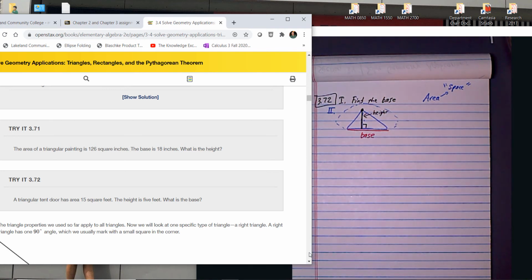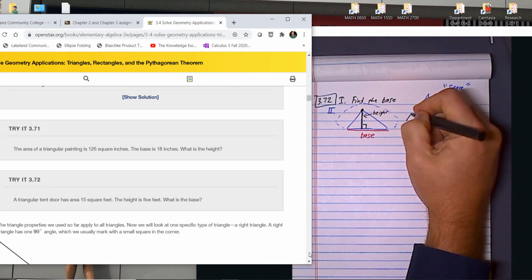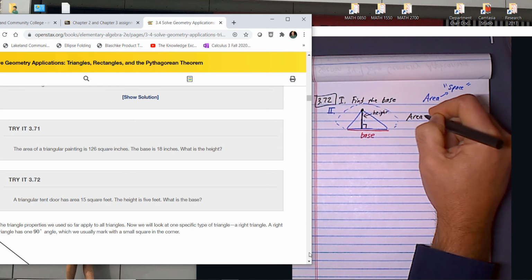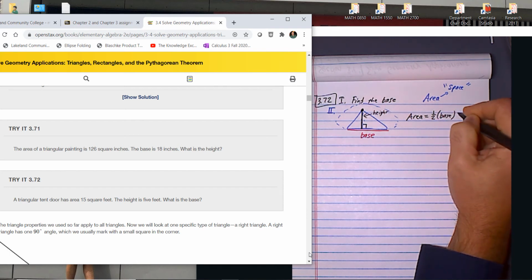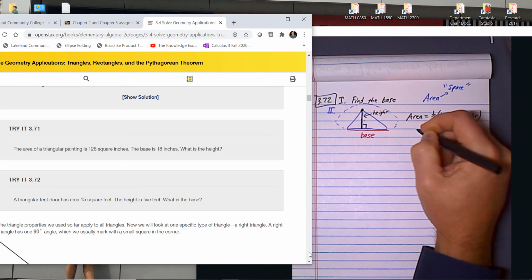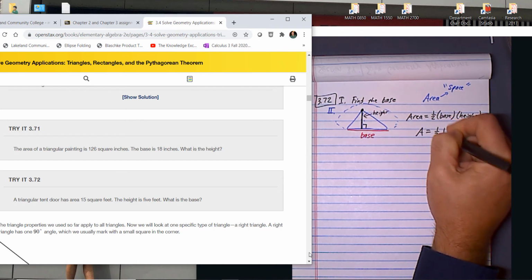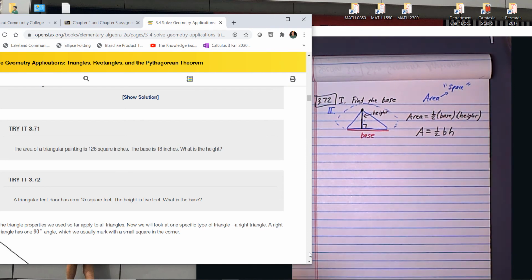Okay? And if you're given those things, then there's a formula that can tell you what the area is. The area is 1/2 the length of the base times the height. Sometimes people write A equals 1/2 BH, which means the same thing.